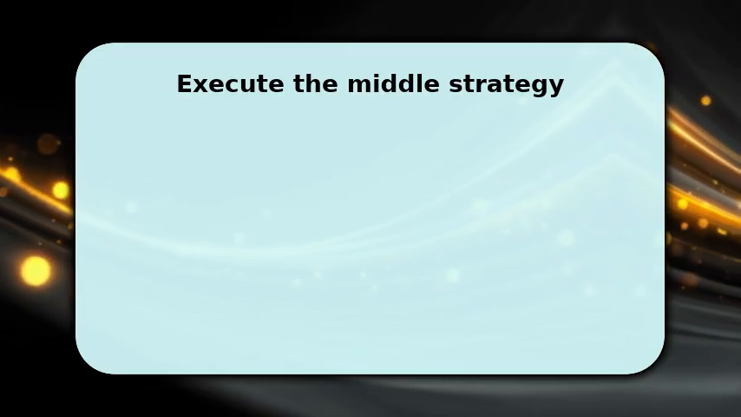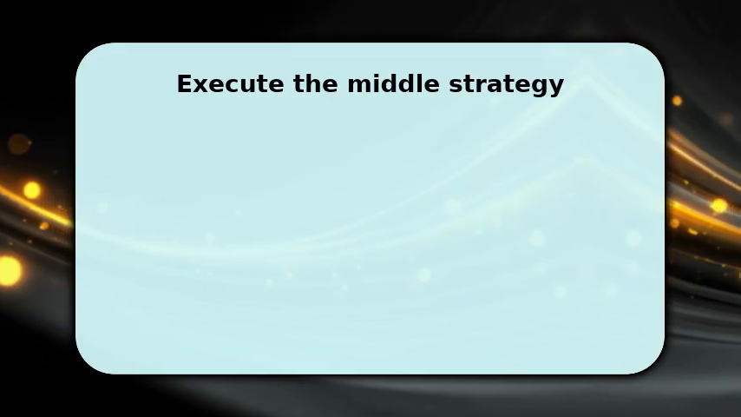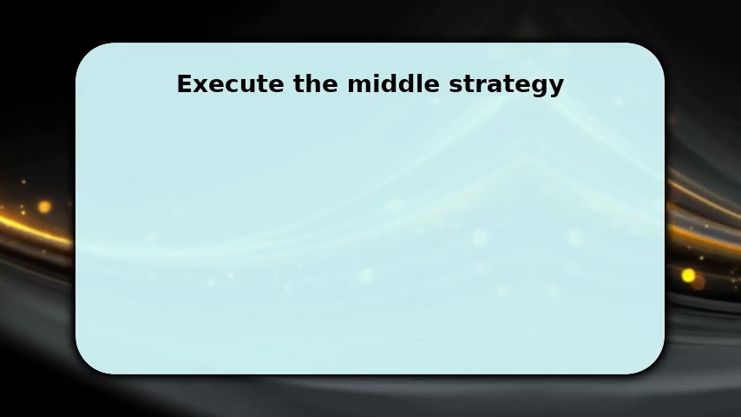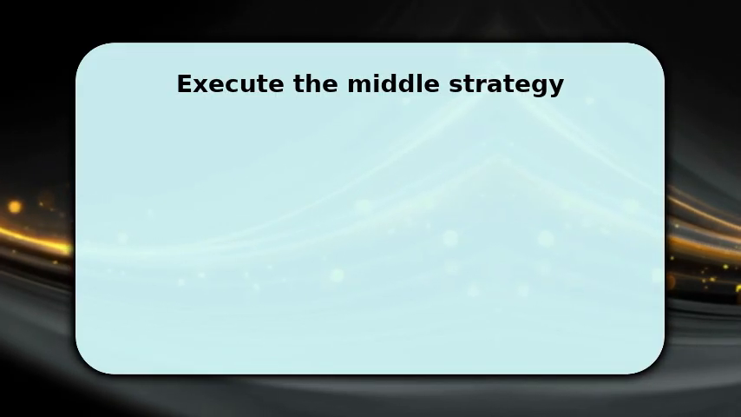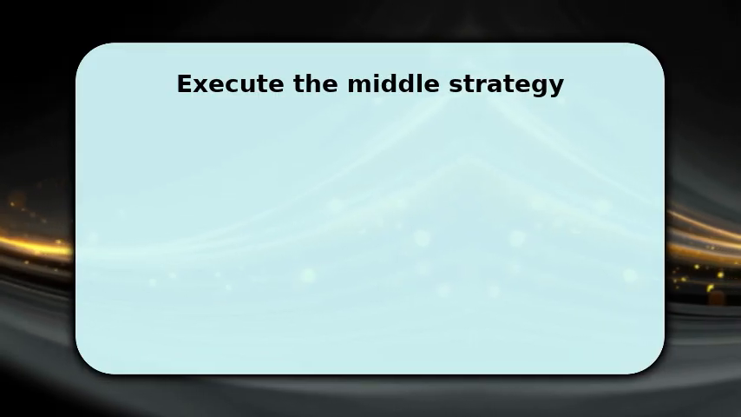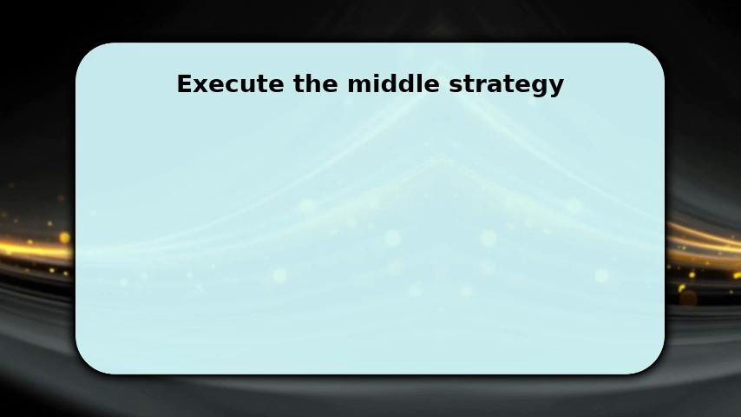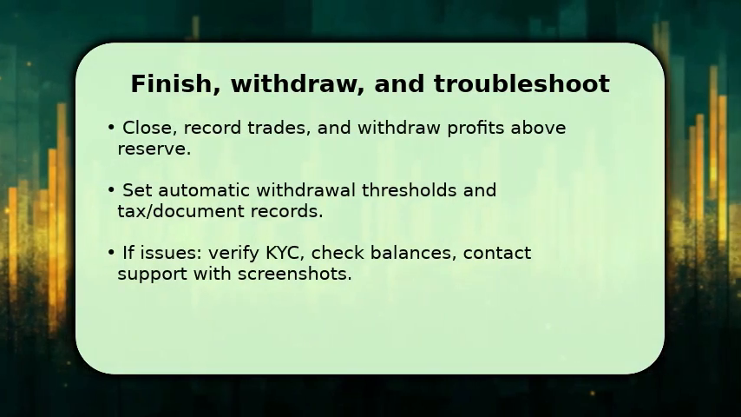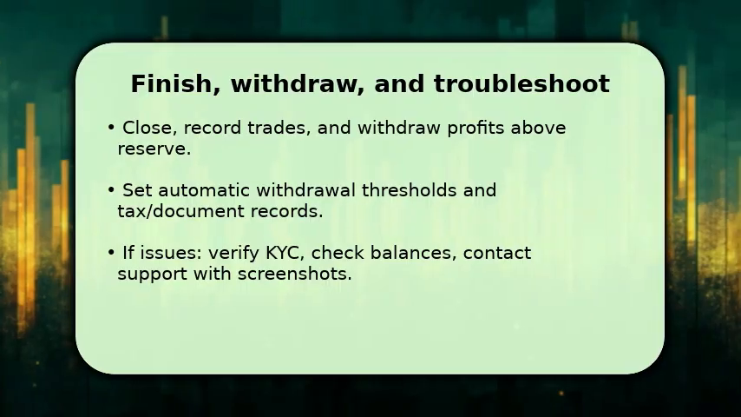Once signals align, calculate position size using your 1-3% risk rule and place entries with predefined stop and take profit levels. Make sure to log each trade entry, rationale, and outcome so you can iterate and refine what actually earns money. You complete the cycle by closing positions, recording results, and withdrawing profits when they exceed your reserve or target.